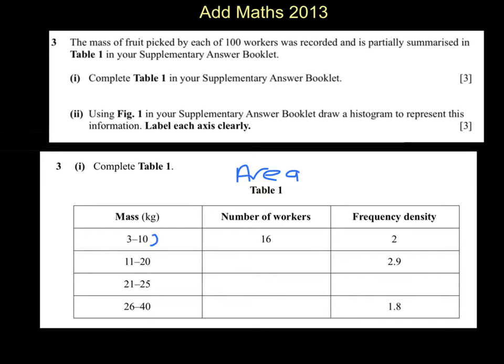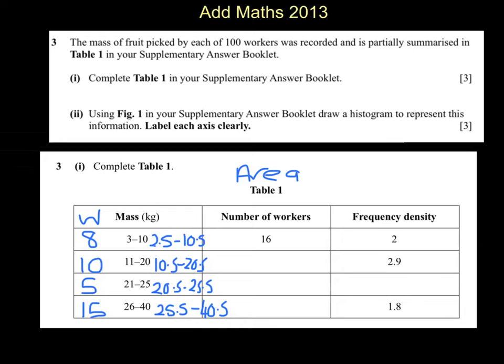And our groupings will actually be 2.5 to 10.5, 10.5 to 20.5, 20.5 to 25.5, and 25.5 to 40.5. So we need the widths. So that's a width of 8, 10, 5, and 15.